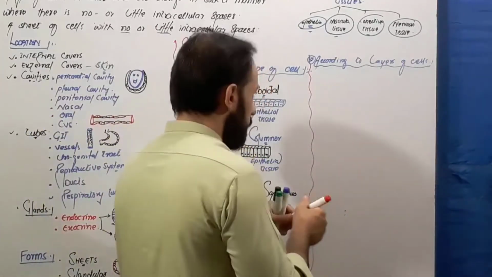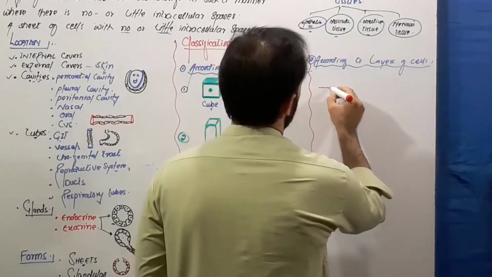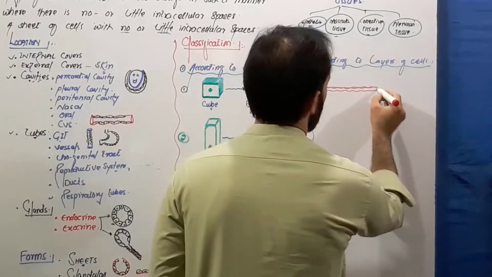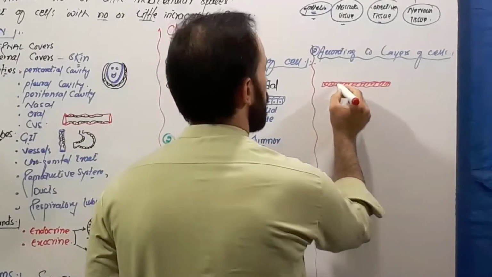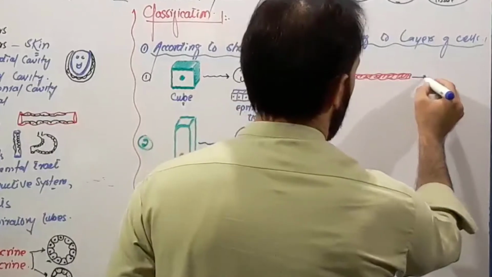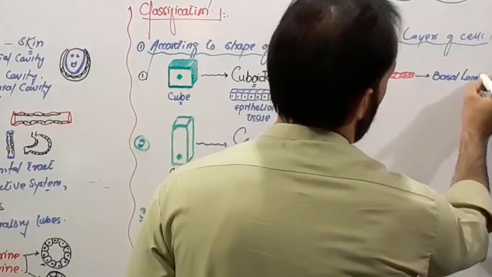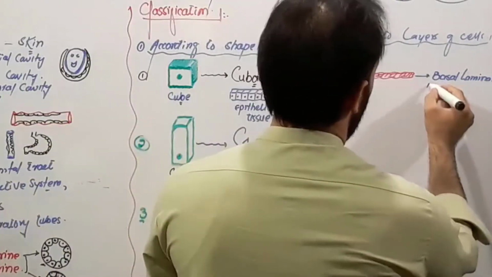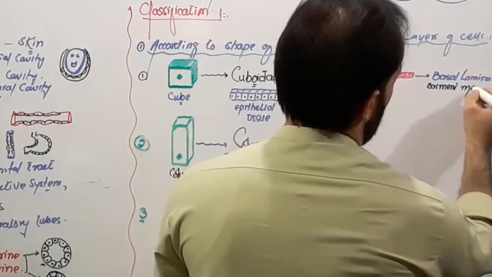Let's come here. We know that below every epithelial tissue, first we should know about the arrangement. Below every epithelial tissue there is a connective tissue membrane, right? There is a connective tissue membrane. So we call it basal lamina, right? We call it basal lamina, or in simple language we call it basement membrane. Basement membrane.